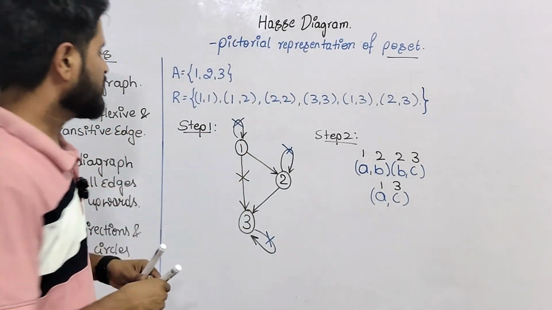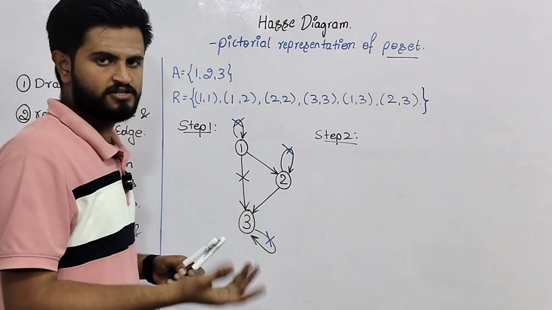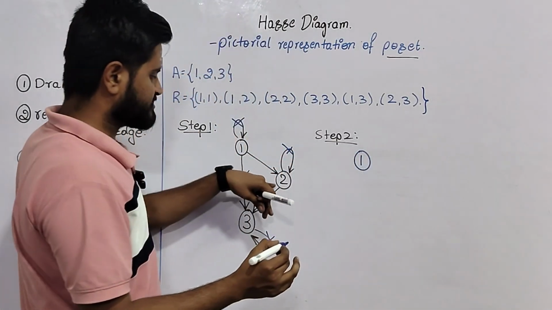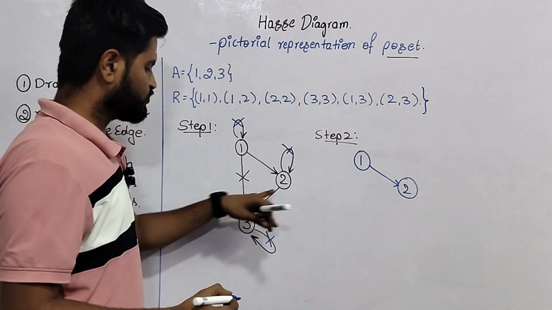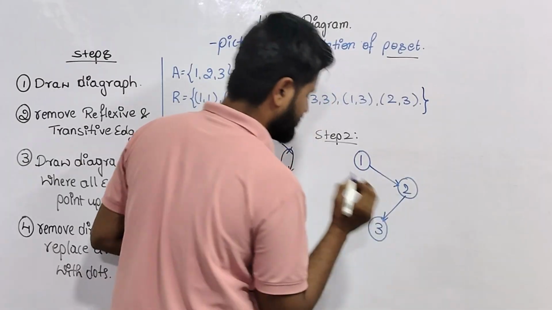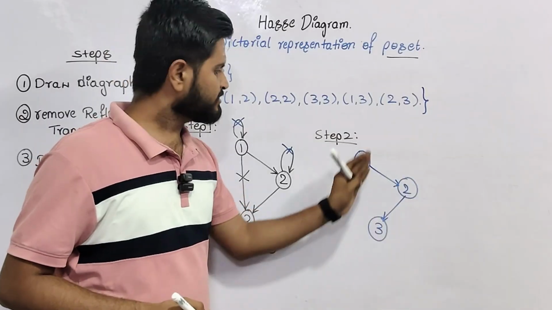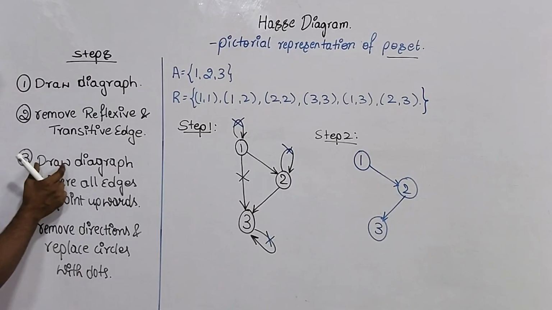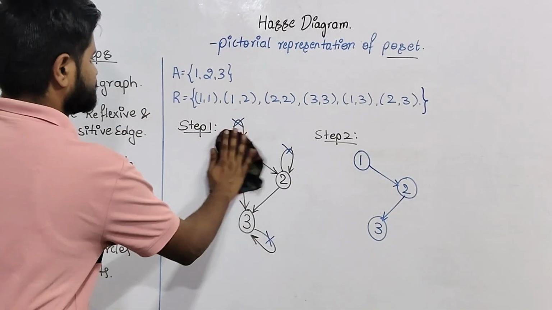Now in the second step, whatever is left after removing the reflexive and the transitive edges, we will write it. So 1 is left. From 1 there is an edge to 2. Next, from 2 there is an edge to 3. After the removal of the transitive and the reflexive edges, this much is left. Now let's move to the third one. The third step is to draw the digraph where all the edges point upwards.